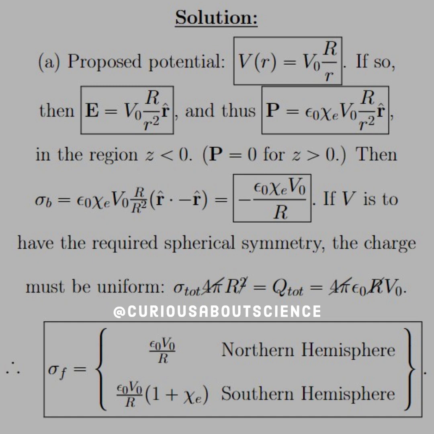So that's why we have sigma total times 4 pi R squared equal to Q total, which is equal to 4 pi epsilon naught R times V naught. So now we can write sigma in terms of V naught. Solving through, on the northern hemisphere, where there is no dielectric, we have epsilon naught V naught over R. Where there is dielectric on the southern hemisphere, we have epsilon naught V naught over R times 1 plus the susceptibility chi-e. That was a mess, but it all makes sense when you reason it out.